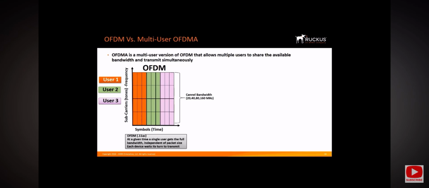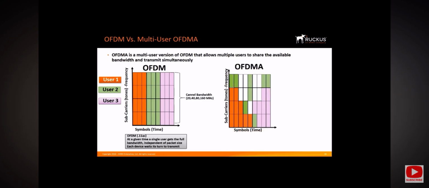Multiple users are separated in the time domain only. In our example, we have user 1, 2, and 3. User 1 is transmitted first using the entire bandwidth, followed by user 2 and then user 3. In contrast, OFDMA is AP-centric. It enables an 11ax AP to simultaneously communicate with multiple devices by dividing each Wi-Fi channel into smaller sub-channels known as resource units, or RUs, or sometimes called RU tones.